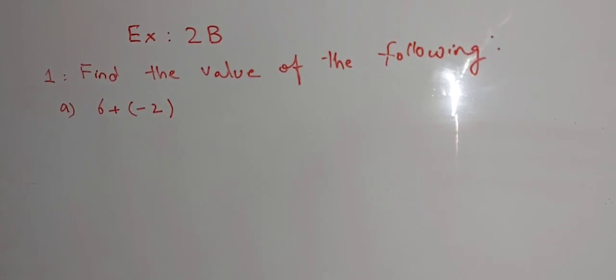Okay, let's start question number 1. Find the value of the following. Part A is 6 plus bracket minus 2 bracket close.